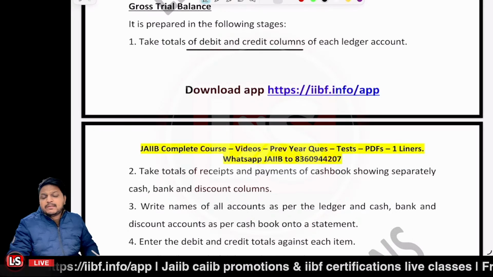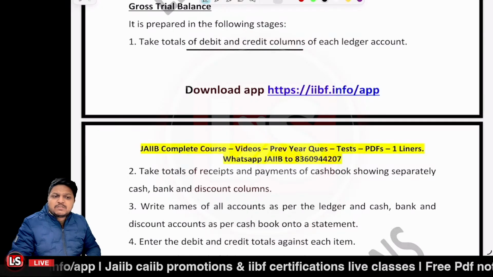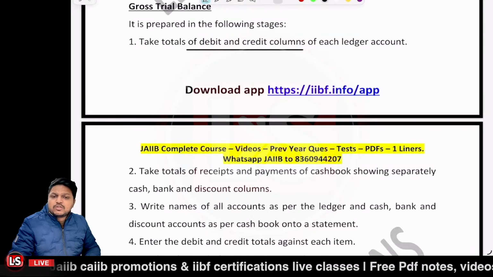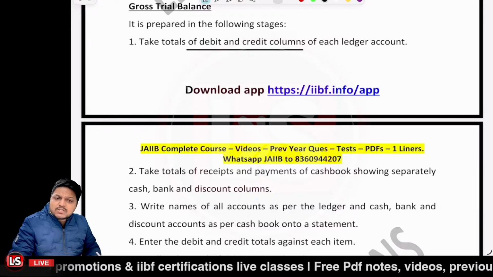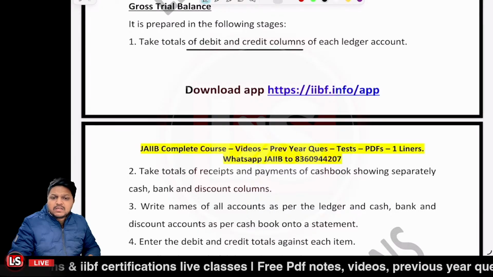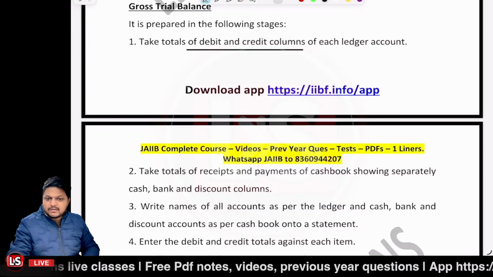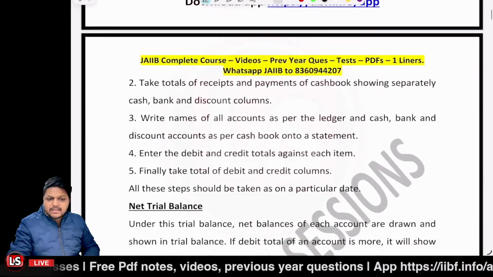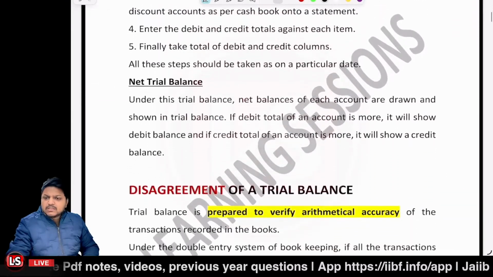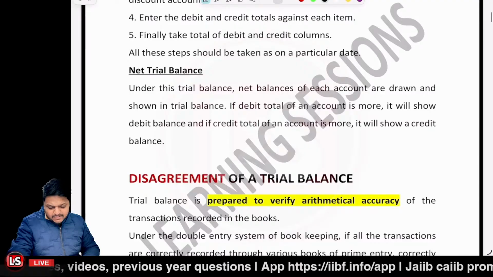So we will be taking the total of the receipts and payments related to the cash book, which will be showing the cash balance, bank balance, and discount columns. We just write the name of the ledger and put the totals of it. That's it. Is that clear? Further, the second type is the net trial balance.